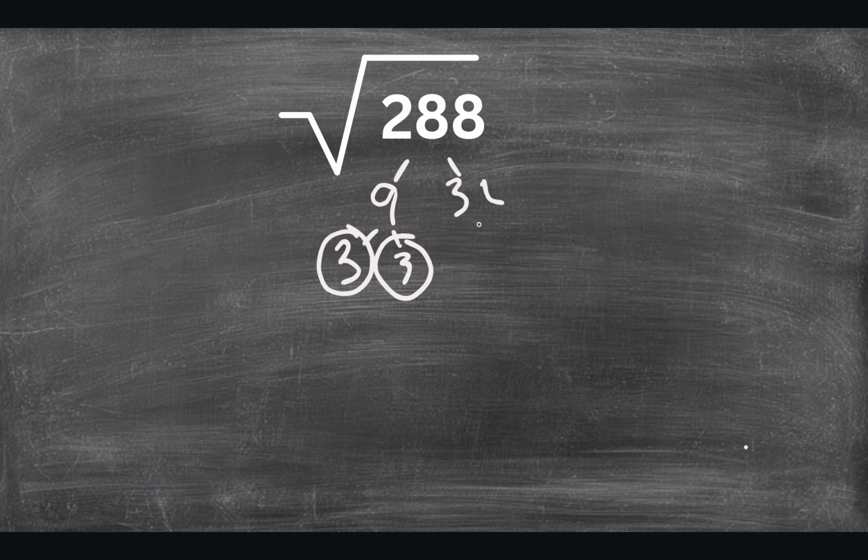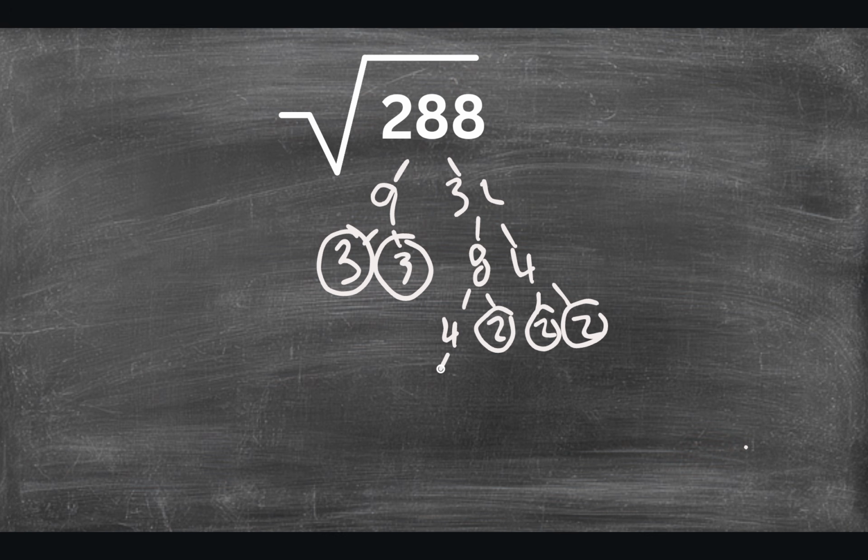Now with 32, we have 8 times 4, and then 8 is 4 times 2. So let's circle the 2 because it is prime, and then 4 is 2 times 2. So we have 2 more prime numbers, and then this 4 is 2 times 2. So that's a 2, by the way. So it looks like we have 1, 2, 3, 4, 5 2s and 2 3s.